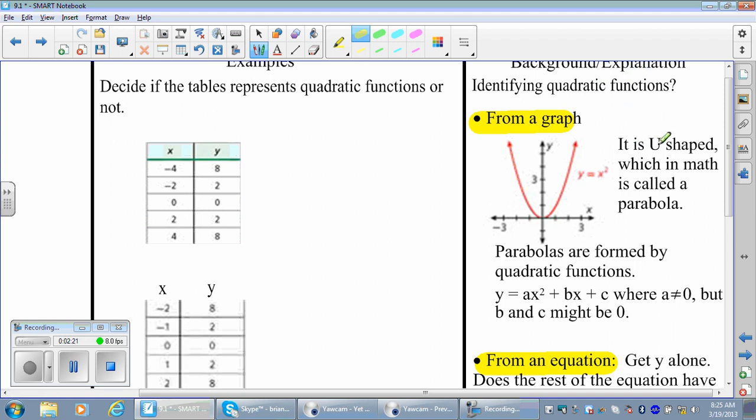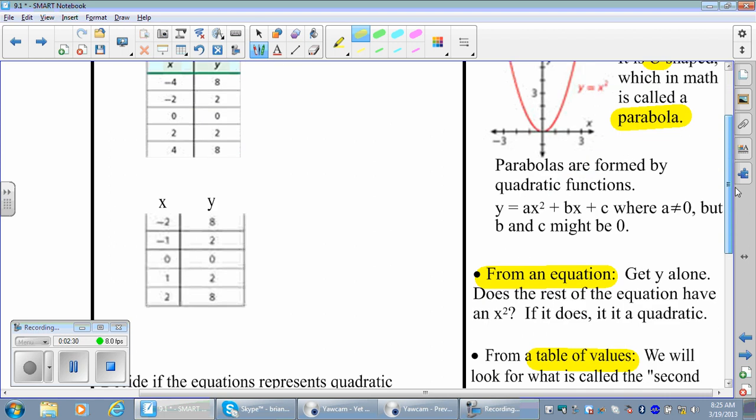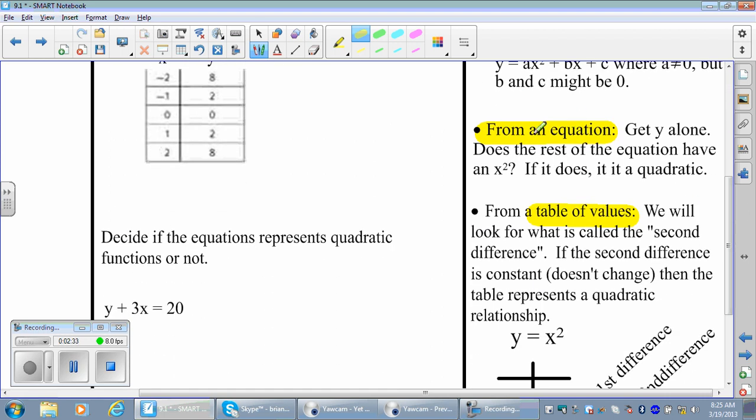So let's first talk about, if I give you a graph, how will you know it's a quadratic? Well, is it U-shaped? Is it this thing in math we call a parabola? If it is, then we're dealing with a quadratic function. Now, what if I just give you the equation and ask, is this a quadratic function? The issue becomes, after we get y alone, is there an x squared? Linear functions, which we've dealt with most of the year, are degree 1. That's a term you'll remember from Unit 7, where we talked about the degree of polynomials. Quadratics are degree 2. So when we're dealing with x squared, we're dealing with a quadratic.